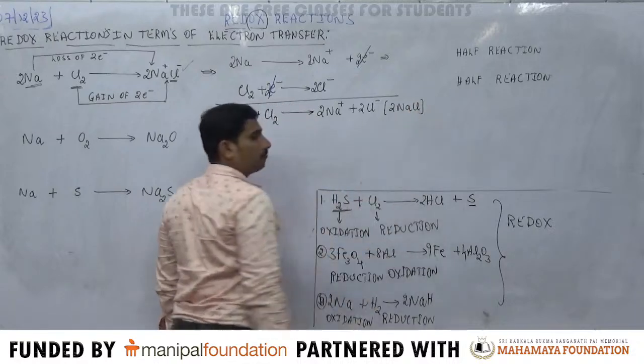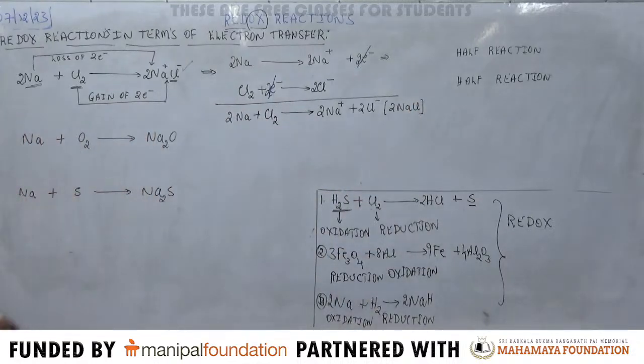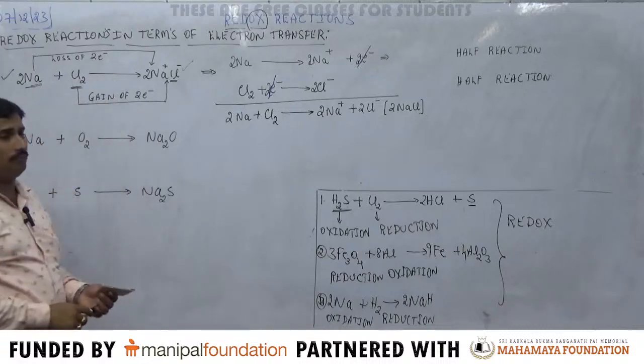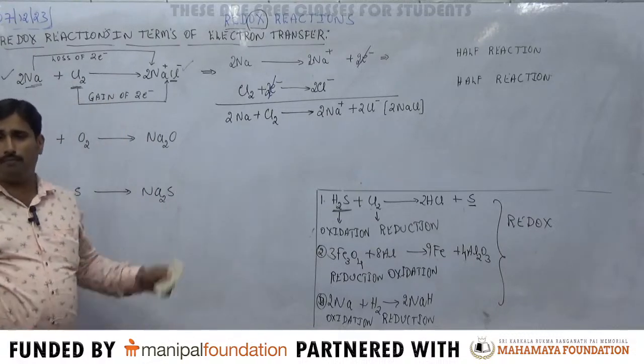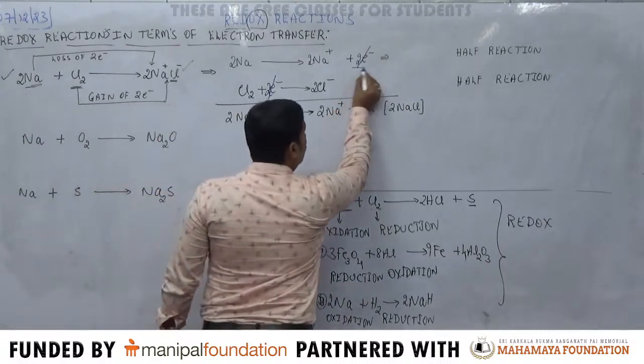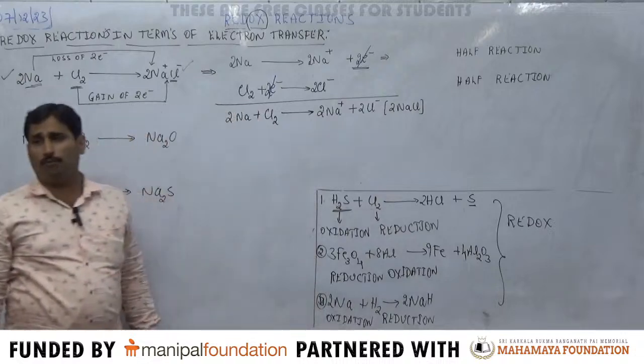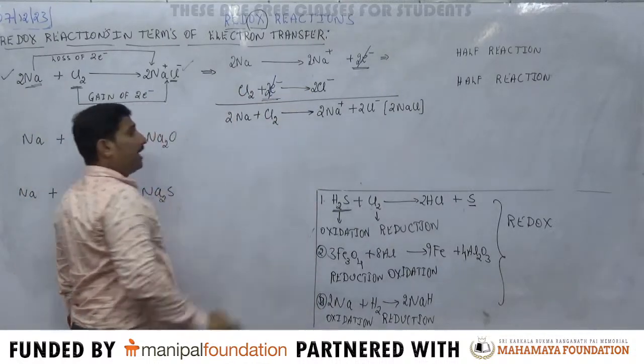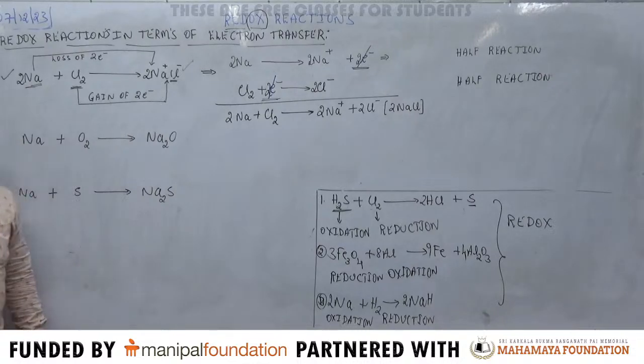And this together we can write it as 2NaCl. Correct? That means the same reaction is obtained. Now you will get the information that why there is a loss of 2 electron. Check. Whether there is a loss of 2 electron? Yes or no? And based on that you have agreed that there is a gain of 2 electron.